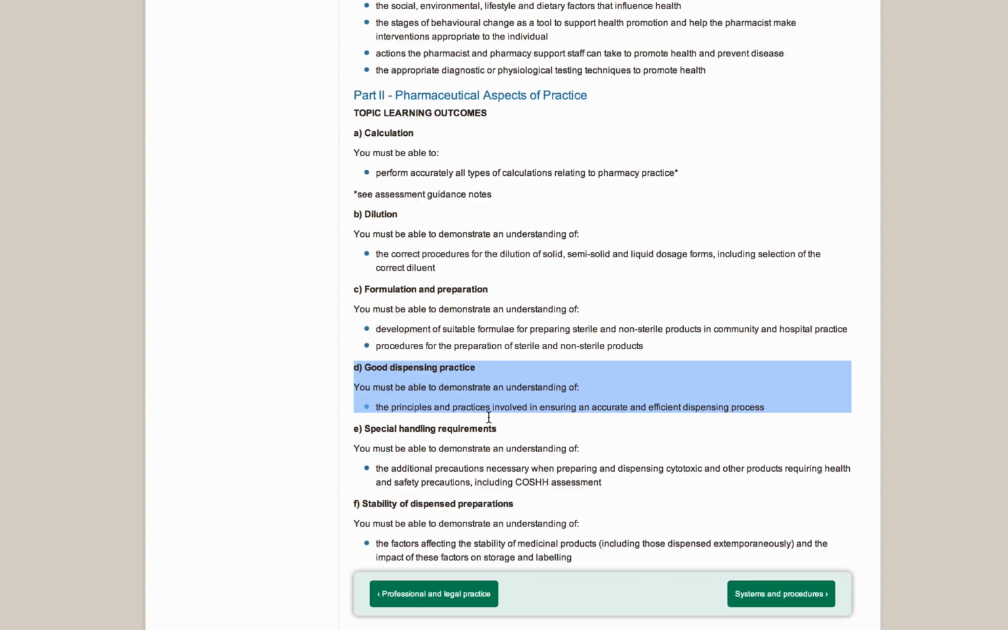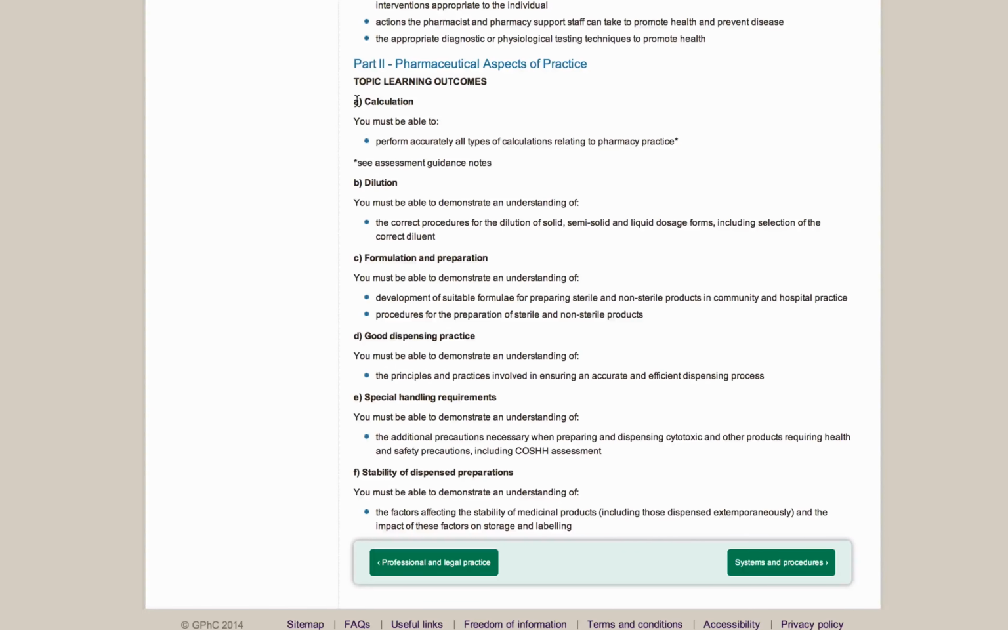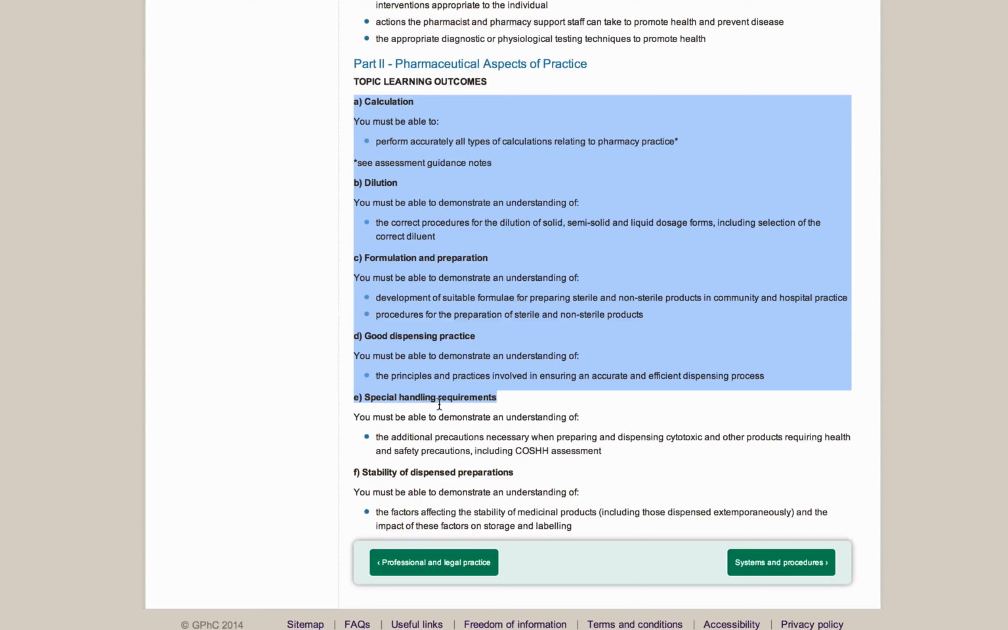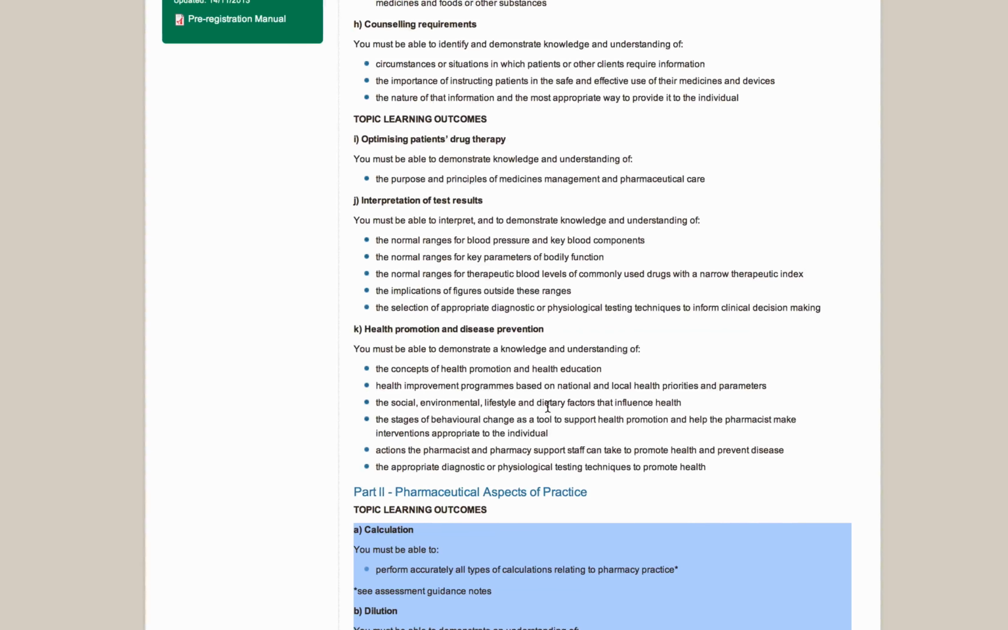GDP. Do you guys know about GDP? For dispensing practice, we kind of went through this a little bit. It's mainly to do with calculations. Was there anything in specific you wanted to talk about?